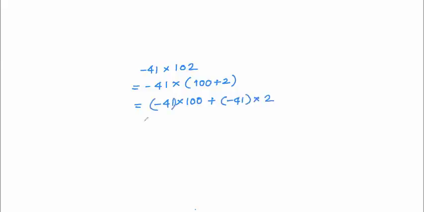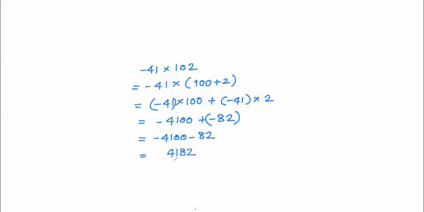Okay. So now solving them, minus 41 into 100: 41 into 100 is 4100, and the sign is minus because there is an odd number of negative numbers here. Plus minus 41 into 2: 41 twos are 82. And again, only a single negative number gives a minus sign to this. So now rationalizing the signs, plus minus different signs result into minus 82. Minus 4100 minus 82. Both signs are minus. Same signs always result into addition. So the addition is 4182.